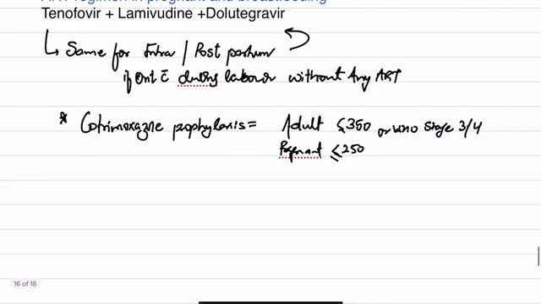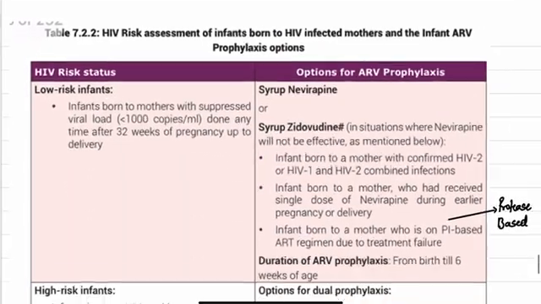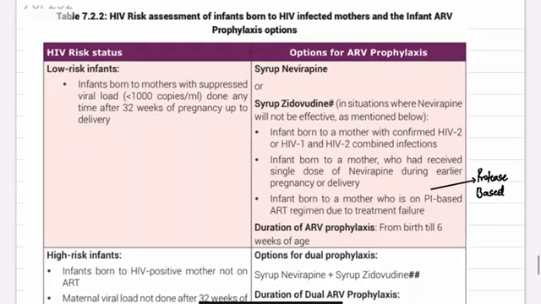When to give cotrimoxazole prophylaxis? Actually, we give double-strength cotrimoxazole prophylaxis in adult patients and in pregnant women when the CD4 count is less than or equal to 350, or WHO stage 3 or 4, and stop when the CD4 count crosses it.